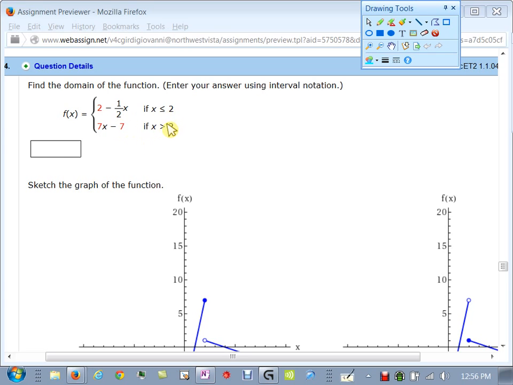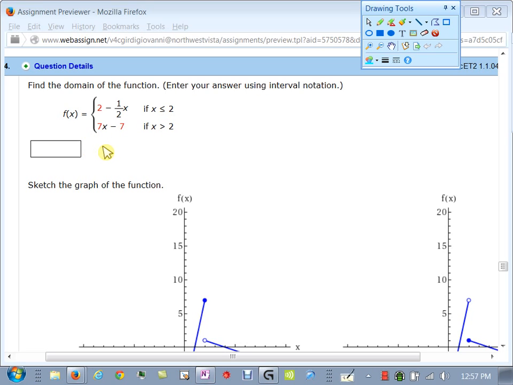But I need to make sure my function is defined where this piecewise function comes together. So at 2 is where they switch from one to the next, and at 2 I am defined. See that little equal sign there. So this is a well-defined function. It should exist everywhere. It's going to have some possible jump in it, but I am defined everywhere. So my domain would be all real numbers.